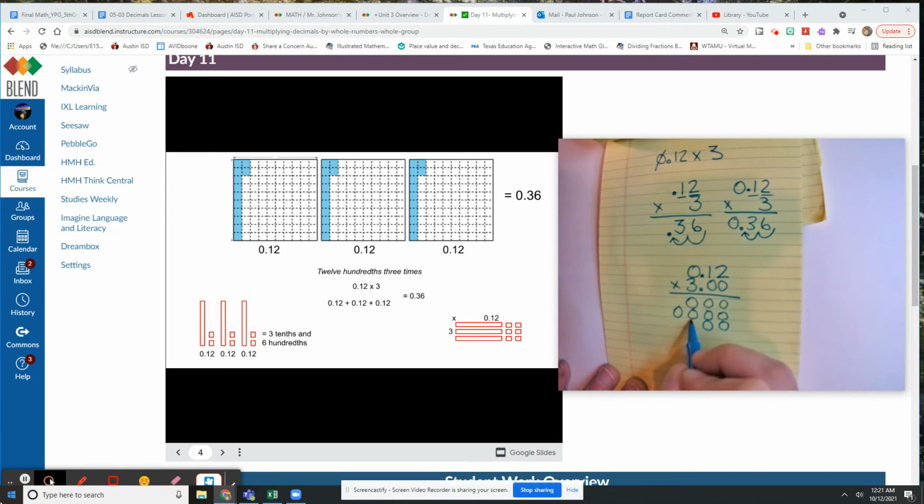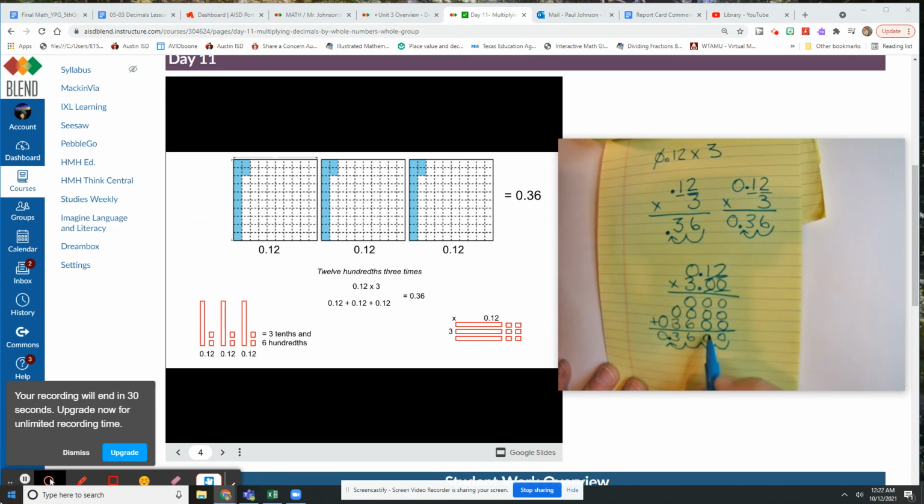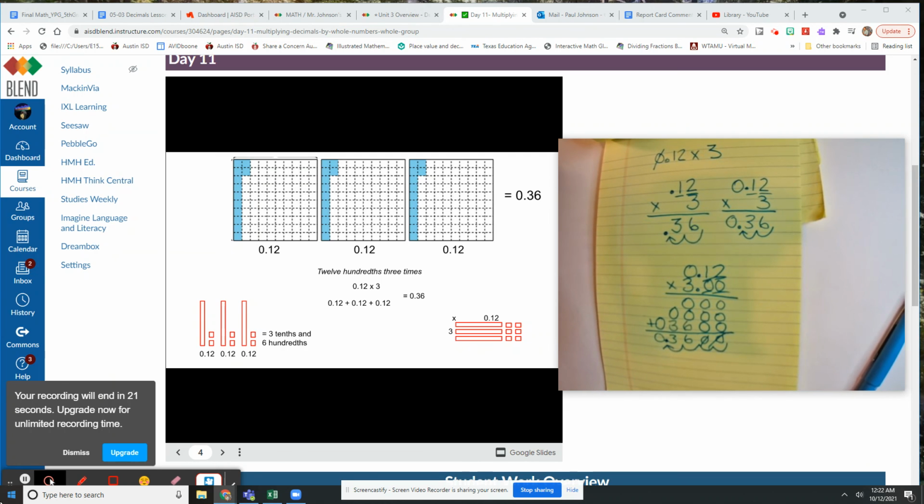So 3 times 2 is 6. 3 times 1 is 3. 3 times 0 is 0. Okay, we're almost to the end here. We just have to add up our numbers. And then we have 1, 2, 3, 4 decimal places in our problem, so we have to move our decimal point 4 places just to get the same exact answer. We'd remove those extra zeros because those are hard to look at, and that would make it 3,610 ten-thousandths. And that's not what we're interested in looking at either.